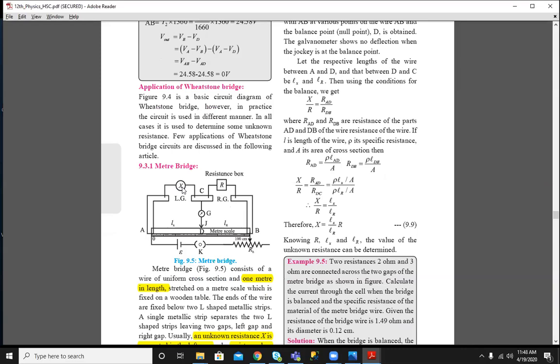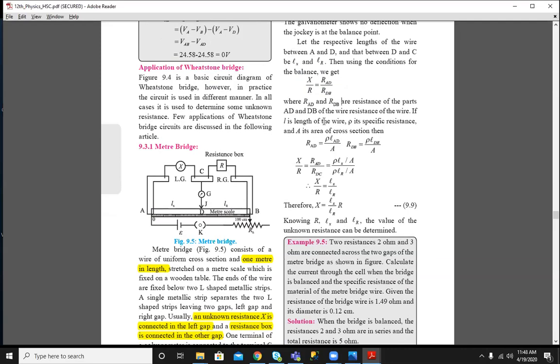So as per the Wheatstone bridge balance equation, resistance upon resistance of X, resistance of this part upon resistance of this part, equals resistance of wire part Lx upon resistance of wire part Lr. We can also write it as X upon resistance of part Lx equal to R upon resistance of part Lr. This is just cross multiplication, so it is shown as X by R equal to resistance of part AD, R_AD, upon resistance of part DB, R_DB.